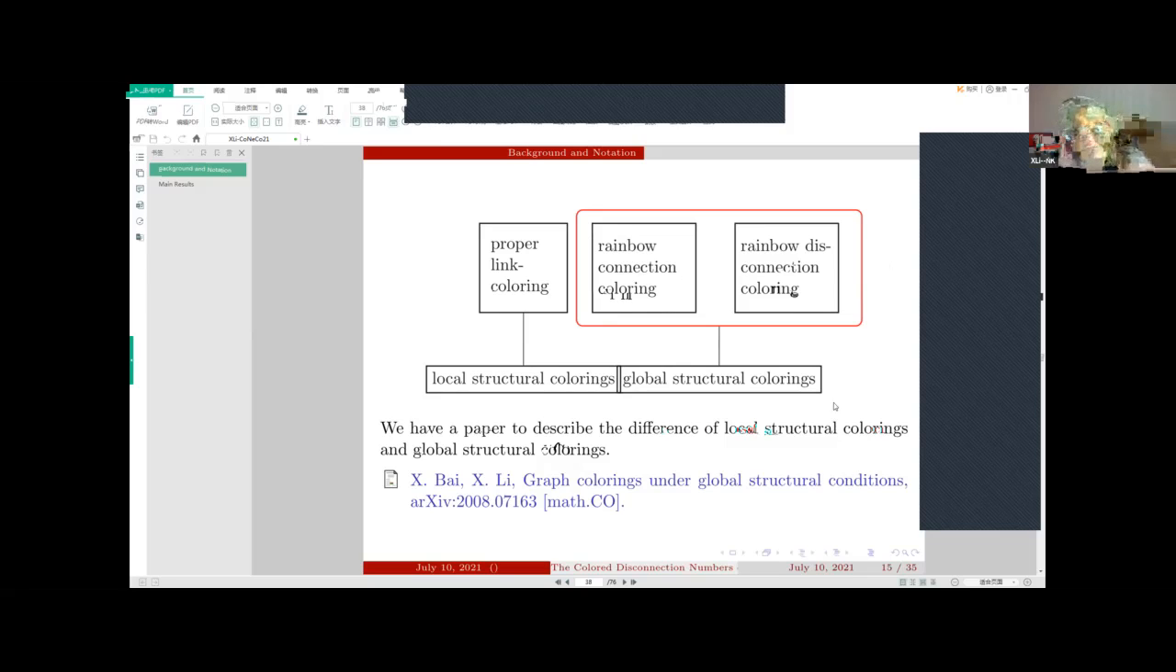You can see that rainbow connection coloring and rainbow disconnection coloring are coloring plus some global structure property, and the traditional coloring is coloring plus some local structure property. For example, adjacent edges and adjacent vertices are local, but connectivity is a global property.